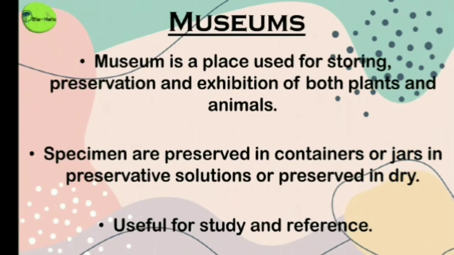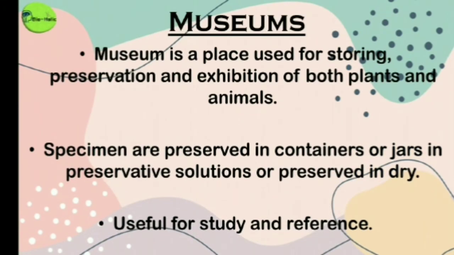Next is museums. A museum is a place used for storing, preservation and exhibition of both plants and animals. The specimens are preserved in containers or jars in the preservative solution or preserved dry, and it is used for study and reference for the researchers. Okay?